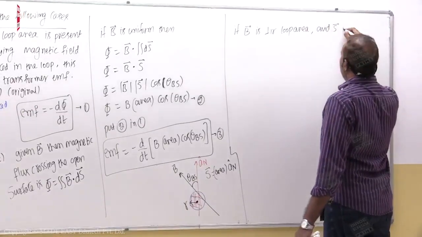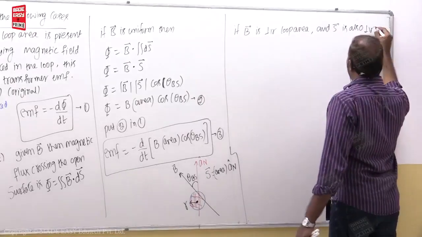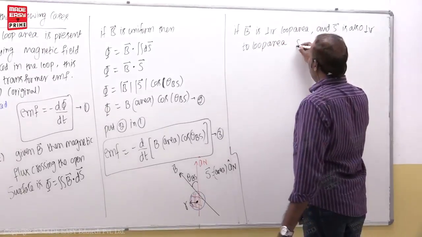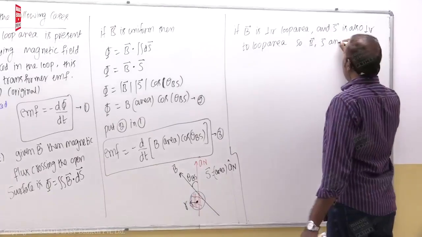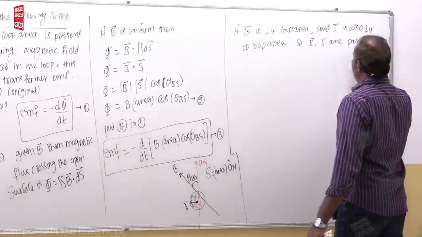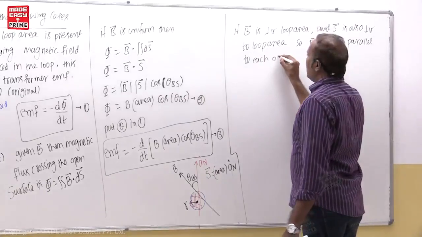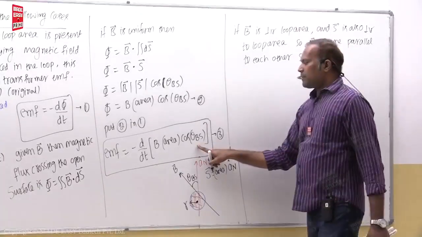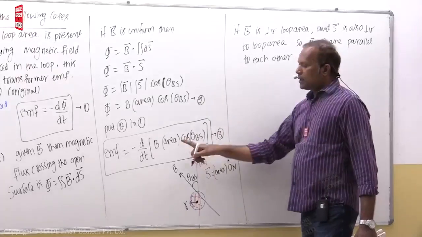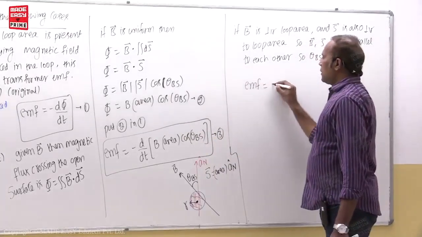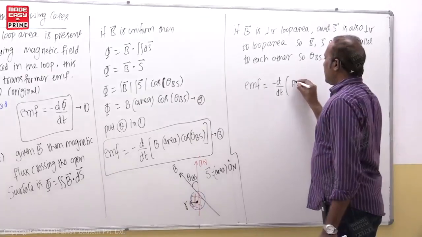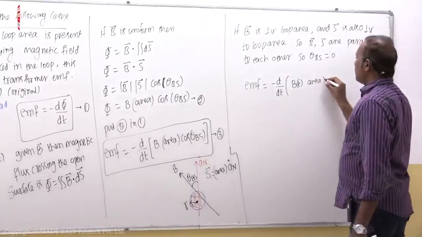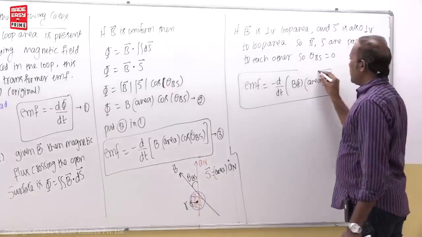And S bar is also, by definition, perpendicular to the loop area. So B bar and S bar are parallel to each other, so theta between B and S becomes 0. If theta becomes 0, then cos 0 is 1. Then simply EMF is equal to minus d by dt of B of t into area. B of t means it is a function of time. So this formula is to be used in that case.